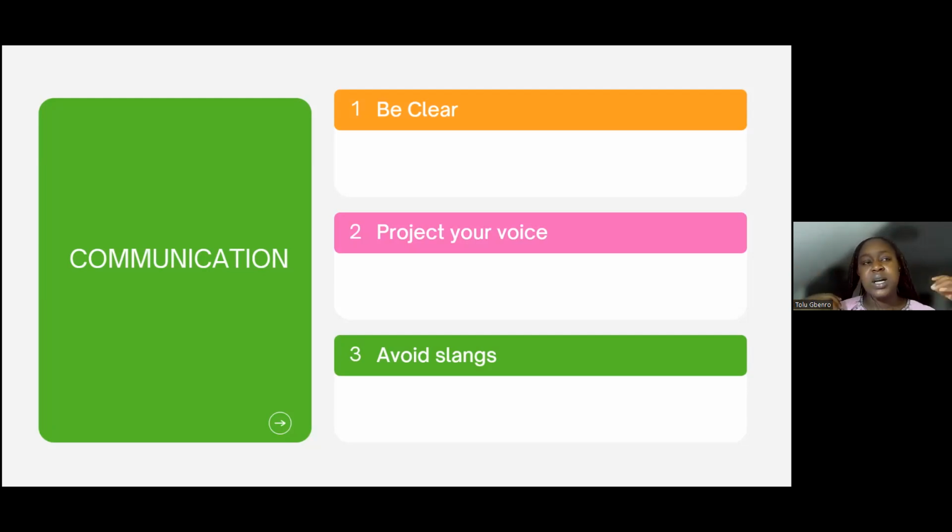And of course, in oral communication, avoid slang. In fact, I attended a consultation and I was irritated and I left. Every 2 seconds, the moderator said Gen Z, Gen Z. And in my head, I'm like, is it a mental disorder? Is it a personality? It's not a personality type.